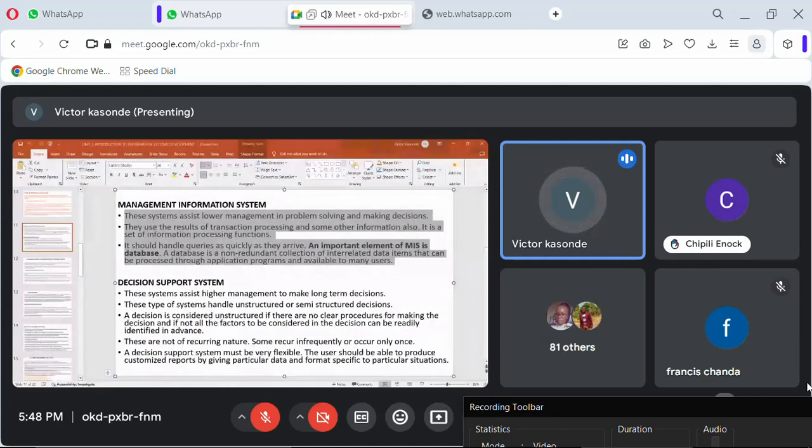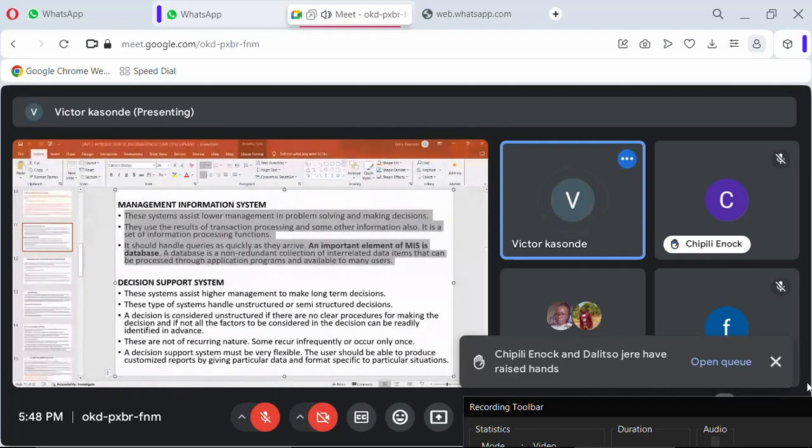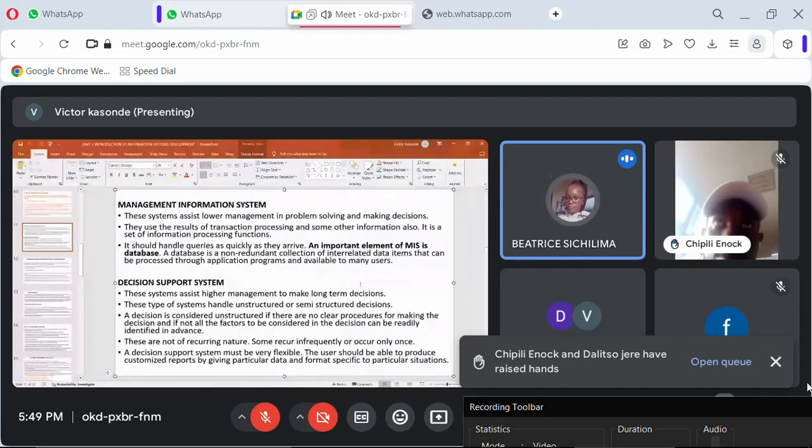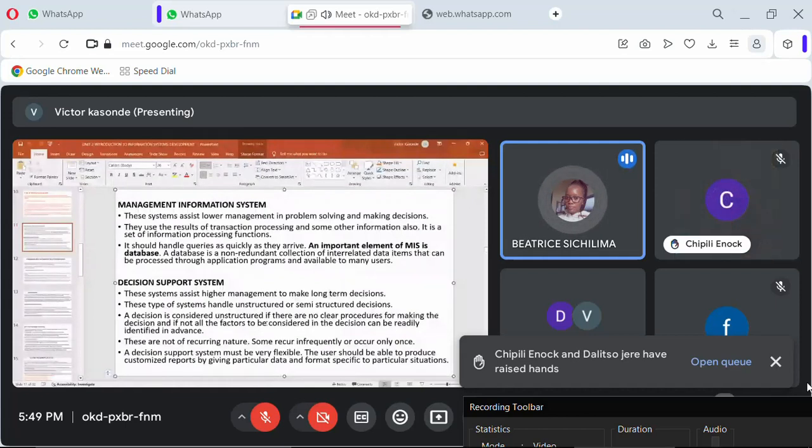The management will get the information from the TPS and use it to make decisions. What are they going to use? They use the same system. I don't know where you are confused. So, sir, what type of decisions do they make as the management information system? Do they just make any type of decision?